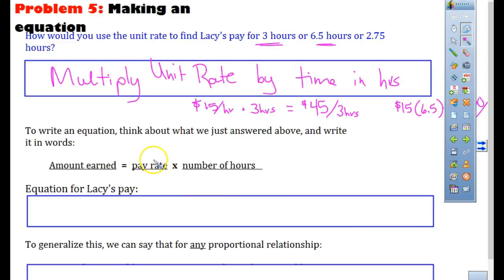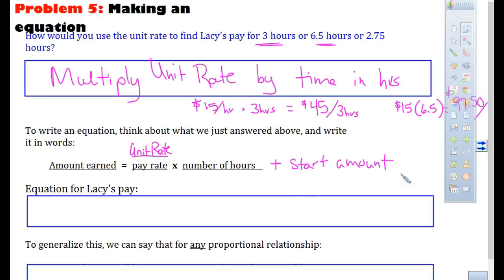What other word could we use for our pay rate? That is our unit rate, right? These two words would be the same, the pay rate and our unit rate, times the number of hours. Now, sometimes we'll put plus the start amount. Plus the start amount. What did she start at working 0 hours?